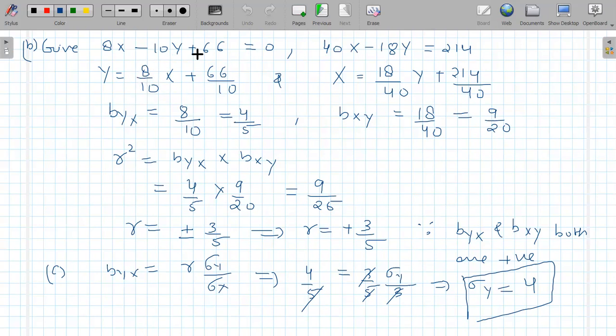So in this case, if we write these two like this, we'll get a regression coefficient less than 1 here, and it is less than 1 here. But if you reverse it, if you write this equation in the form y = mx + c, then you will get the value of m as 40/18. That means the coefficient of x will be 40/18, which is greater than 1. And here the regression coefficient will be 10/8, which is greater than 1. In both cases they are greater than 1, so we will write them like this.